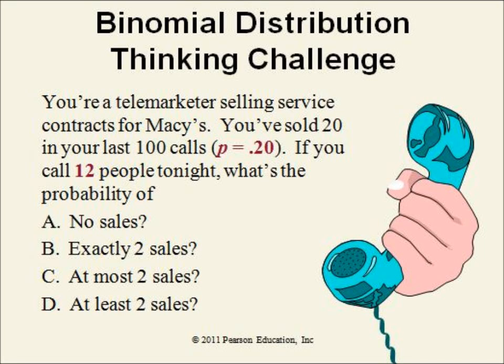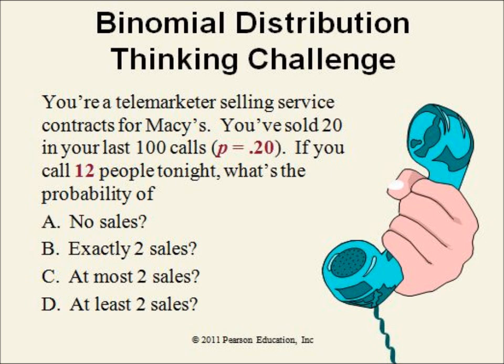So, our binomial distribution thinking challenge for the telemarketer for Macy's. We sold 20 in our last 100 calls, so the probability of selling on any given event or any phone call is 20%. And we want to figure out the exact probabilities for A, B, C, D. If we're going to call 12 people tonight, we're going to figure out the probability for no sales, making exactly 2 sales, at most 2 sales, and at least 2 sales.